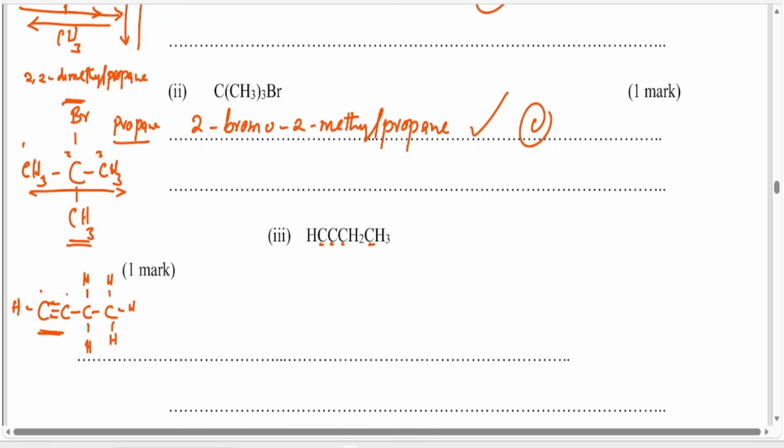If I should name it, then the longest chain, the parent name, is butane. But because it is having a triple bond, it becomes a butyne. And considering the position of the triple bond, it becomes but-1-yne. So the name is but-1-yne, considering the position of the triple bond on the first carbon atom, and this gives you 1 mark.